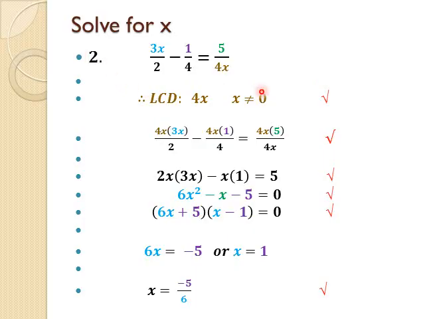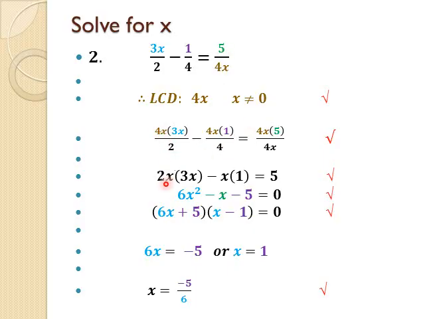Right, now in problem 2, I have three fractions, 3x over 2 minus a quarter equals 5 over 4x. Right, my lowest common denominator is 4x, meaning 2 can go into 4, 4 can go into 4, and for all of them I need an x. Again, take note, x cannot equal 0, because 4 times 0 would be 0, and 5 divided by 0 would make it undefined. Now I've included an extra step here and multiply everything by 4x. It's my LCD, so 4x times 3x, 4x times 1, 4x times 5.